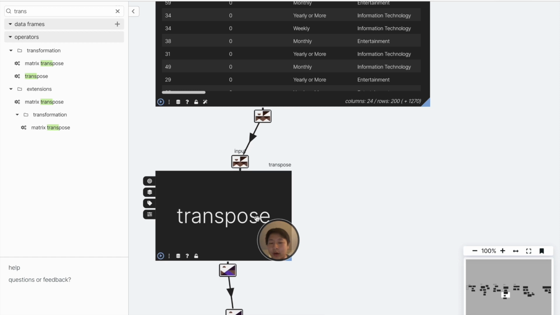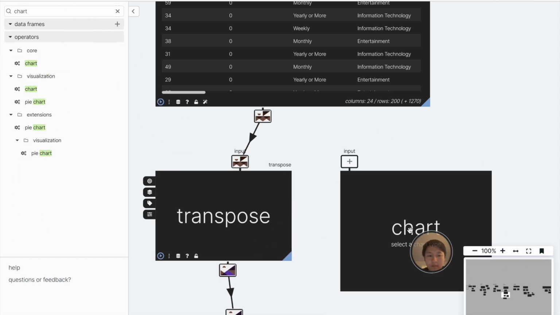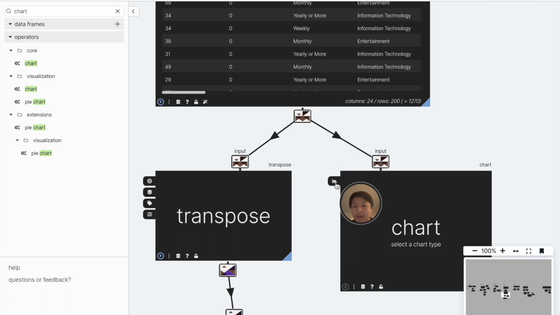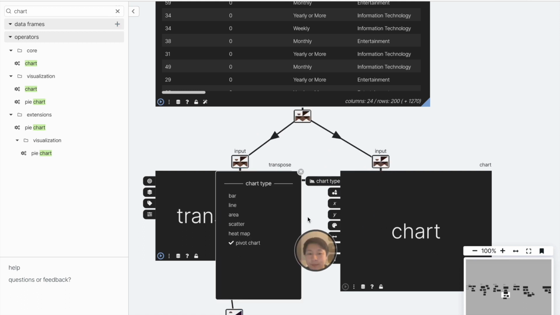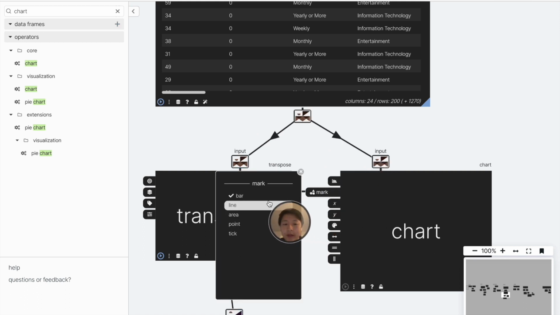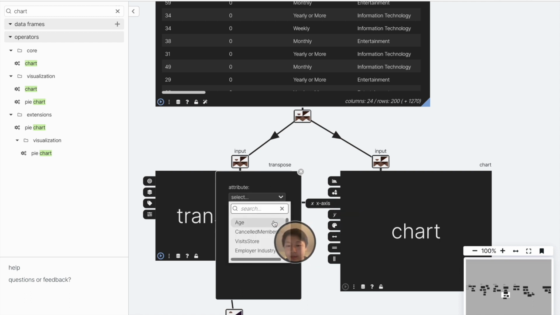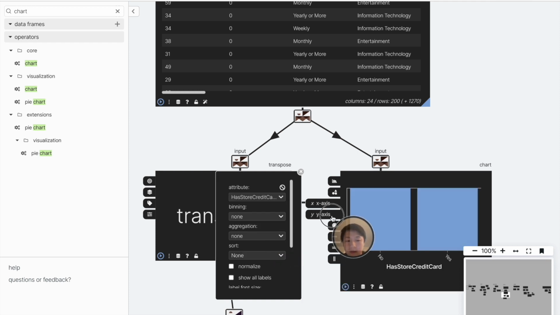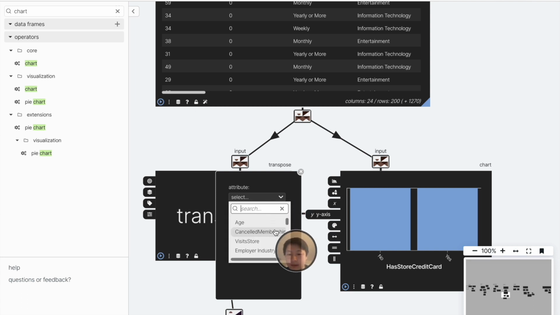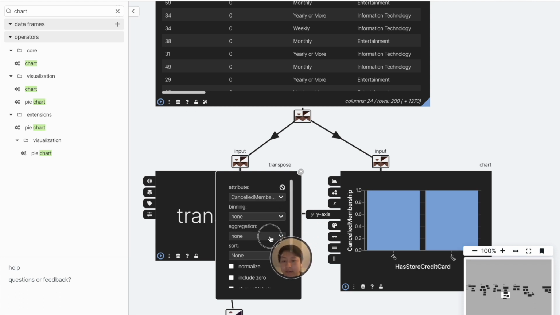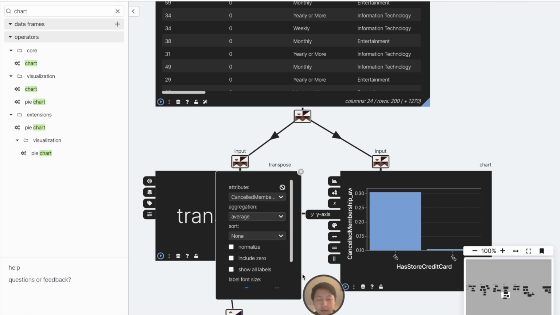We can also understand this data visually with a chart. I'm going to bring in this data, select a pivot chart, and make it a bar chart. On the x-axis, I can have whether or not they have a store card. On the y-axis, the height can be the average cancellation rate.